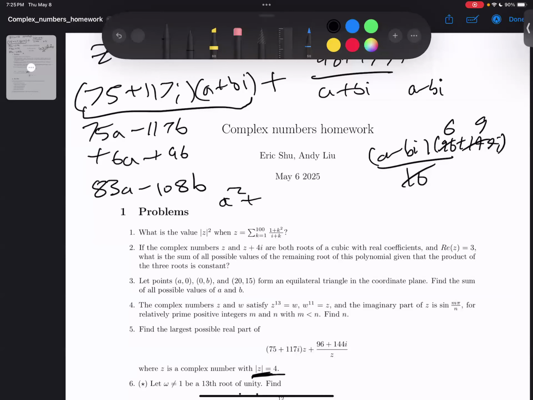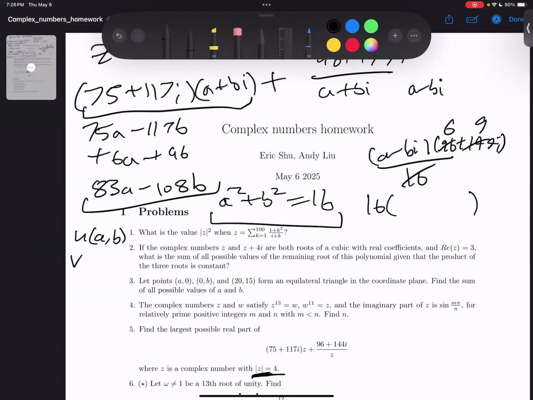You do the a plus bi trick, right? Yeah. And no, wait, you just have this as a set of equations where you have to maximize this given that a squared plus b squared is 16. You have something known as Cauchy-Schwarz. So you just have 16 by Cauchy-Schwarz, and our vectors are just going to be a, b, and v equals 83 and negative 108. So we have 16 times 83 squared plus 108 squared is greater than or equal to.